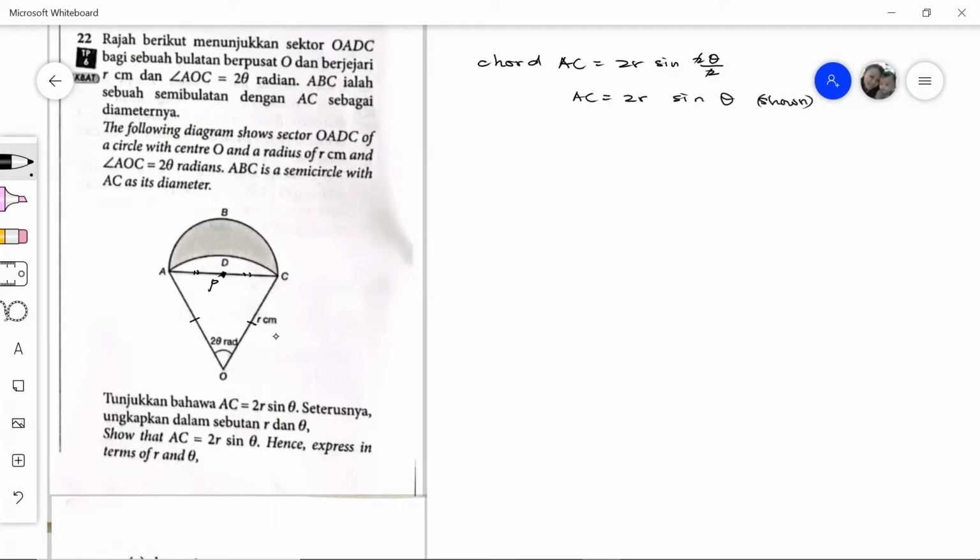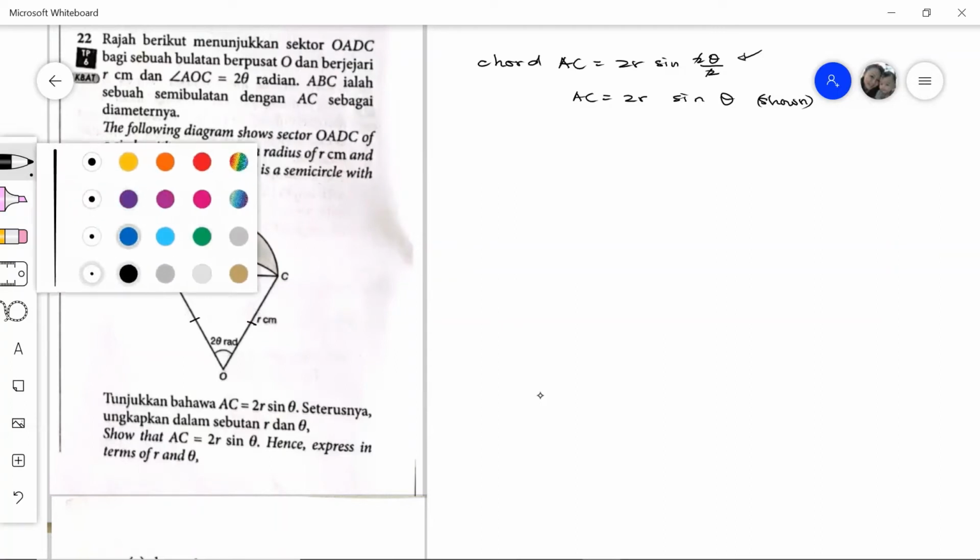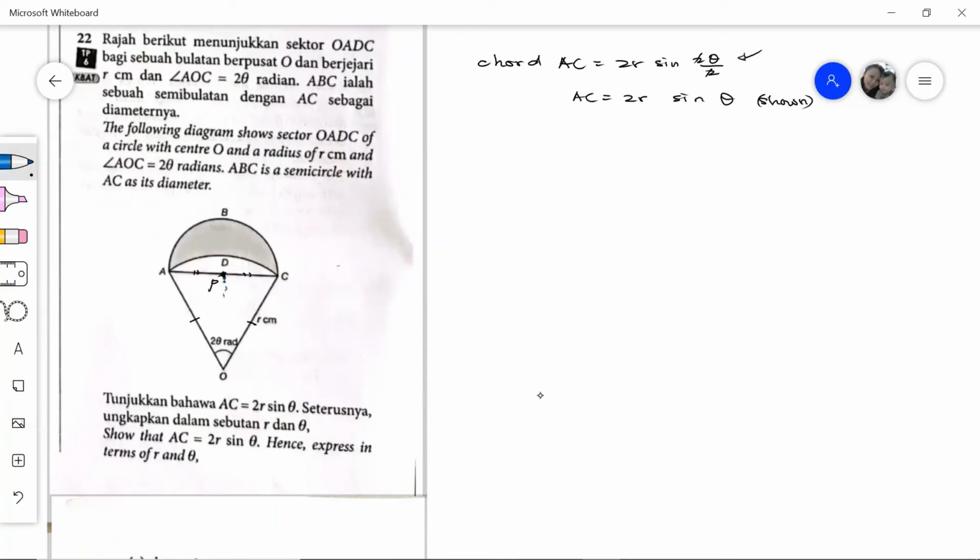Now let's say we do not know the formula to find the chord. So we derive it on our own. By looking at this isosceles triangle, we know that the symmetrical line will divide this triangle into 2 equal parts. So let's just draw the symmetrical line. So this is 90 degrees here. So the angle will be divided equally into 2.